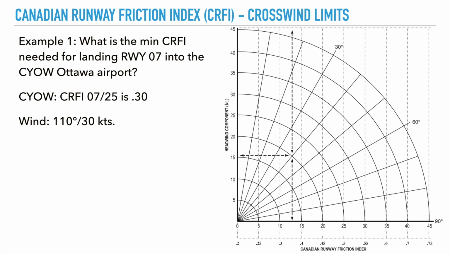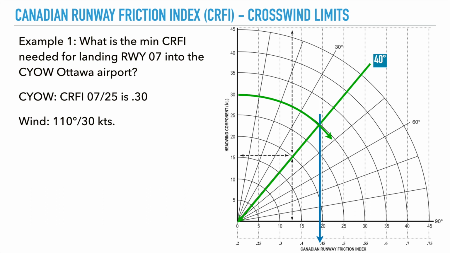So once you figure out the wind angle, you enter the chart from 40 degrees and you draw your line all the way down. Next is you take the wind speed, which is 30 knots, and you draw it along the wind line, which is the curved line. And now finally, you draw the line all the way down and you can read the CRFI, which is 0.44. So we need 0.44 CRFI.